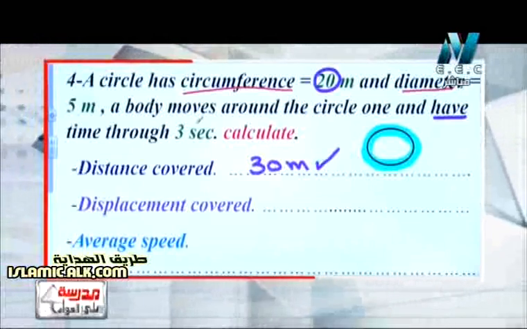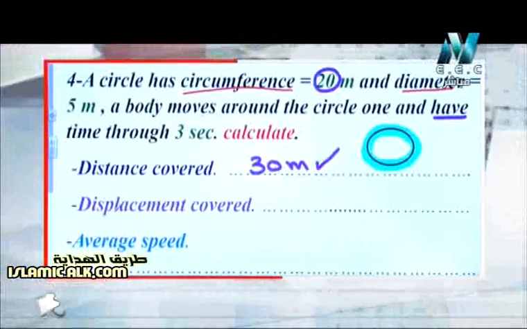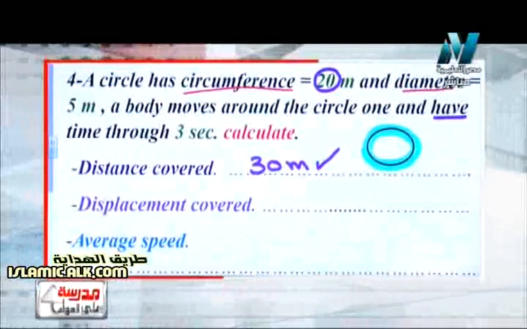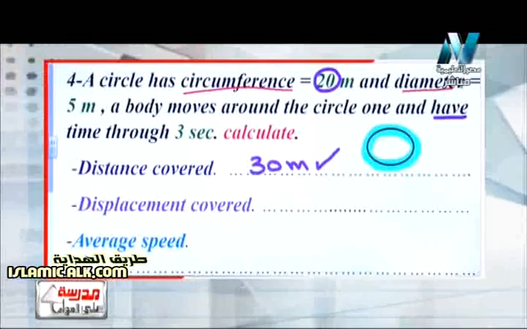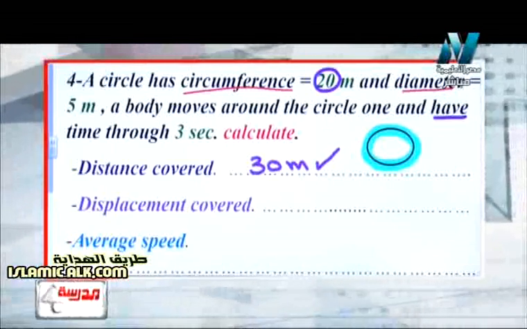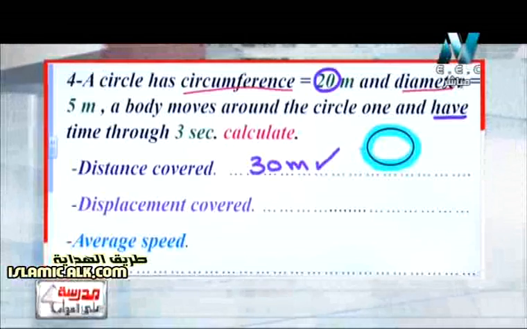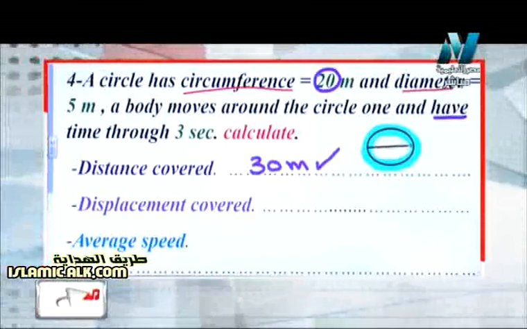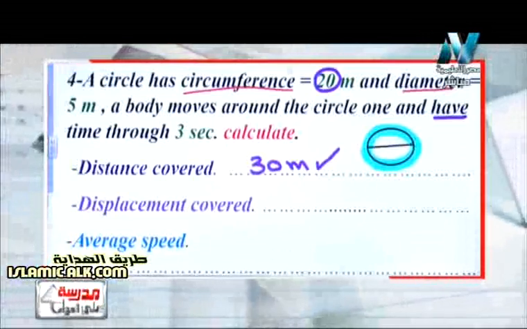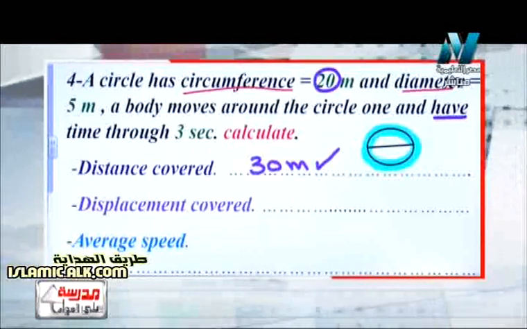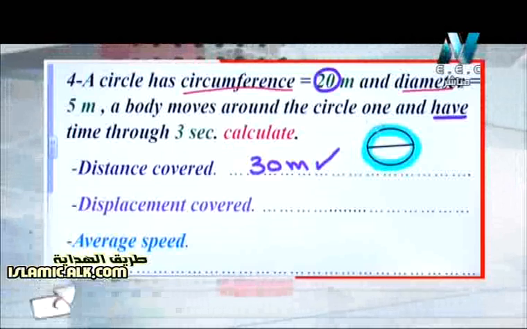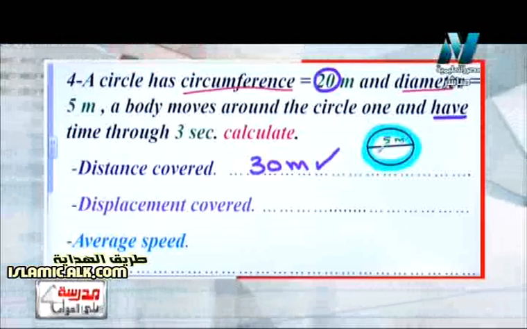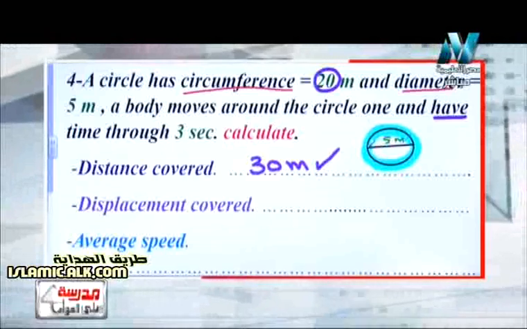Then what will we calculate? We will calculate displacement. How can we calculate the displacement? We know the body moves 1.5 times, meaning it goes around once and a half. And we know the diameter is the straight line or distance like that. The diameter equals 5 meters.